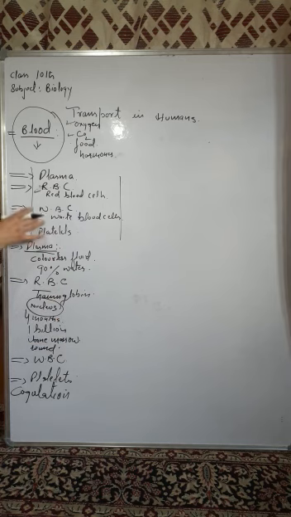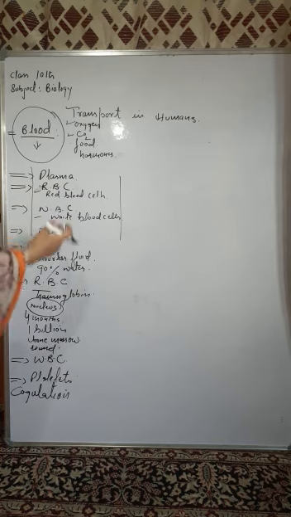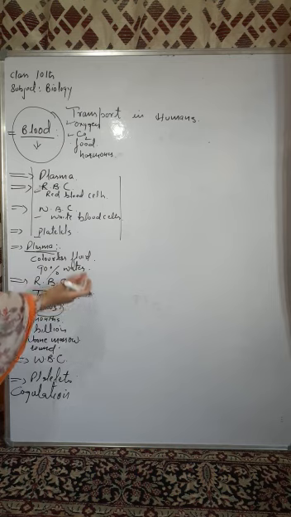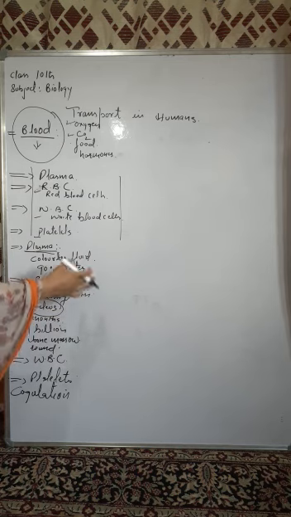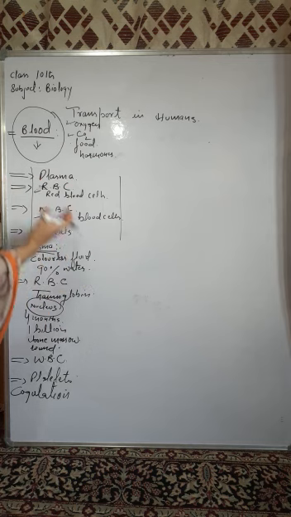Now how does this process happen, how does this blood circulate in our body, that we will study in our next class. Today we have understood the different components of this blood, the composition of this blood.